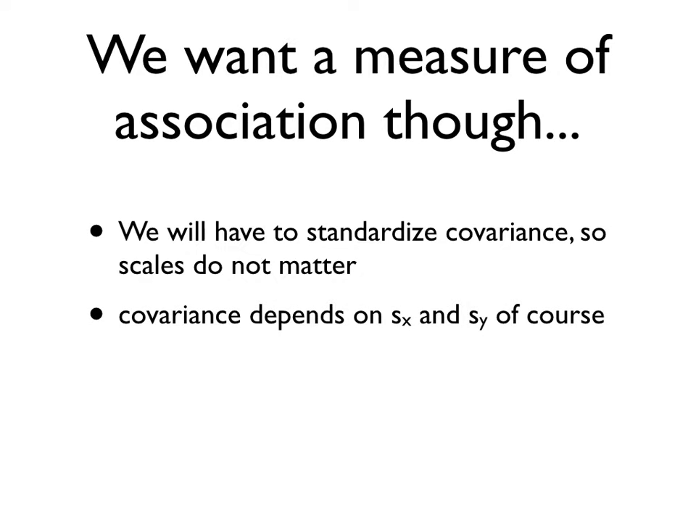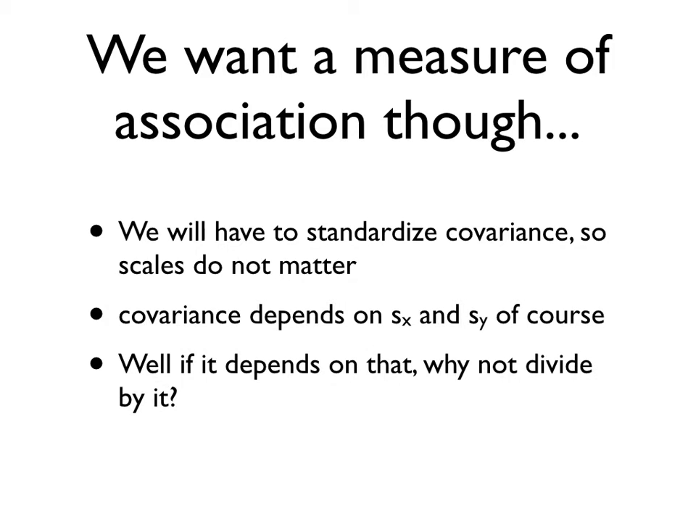Well, the covariance, if you take a look back at that, depends on S of X and S of Y. Just look at the equation. They're variances, basically, or standard deviations. So why don't we just divide by that, then? It's going to depend on standard deviation, so why not just divide by the standard deviation, which is what we ended up doing. If it depends on that, let's divide by it. It's the same way we standardize, that's how we make a standard score, Z scores. We divide by standard deviation. So there's nothing magic here. It's actually a pretty sensible approach.